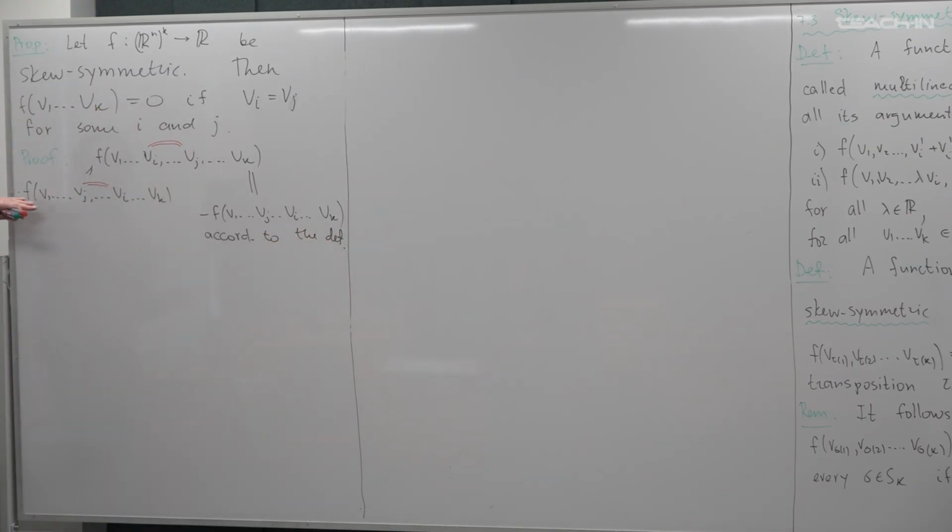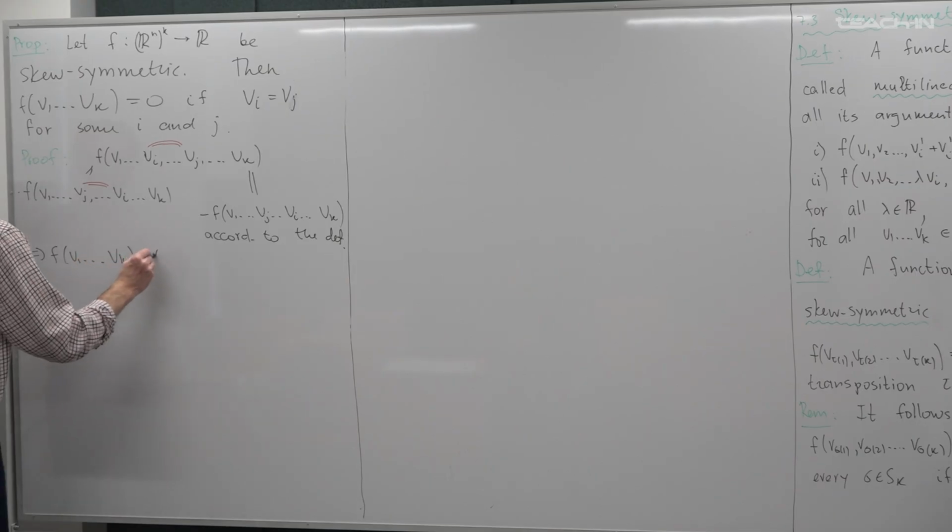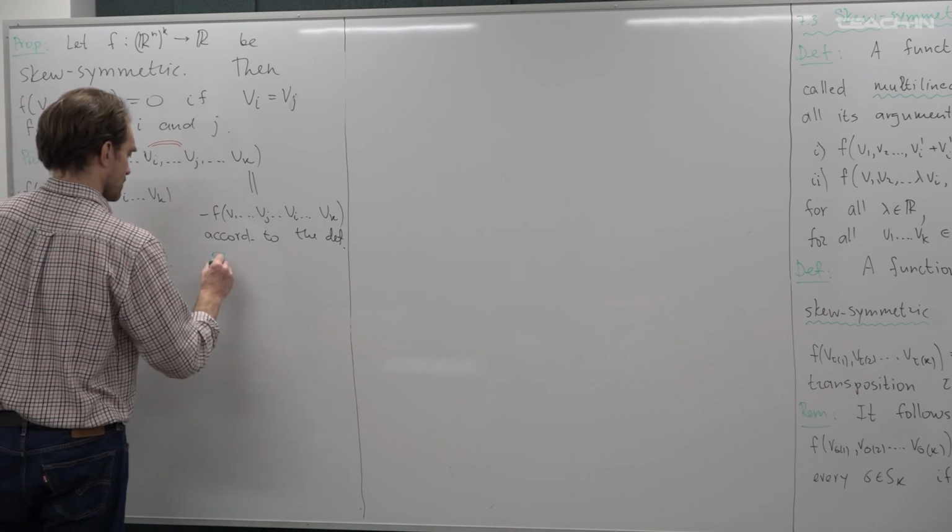So the value on this set of variables is equal to minus the value on this set of variables, and that's why we get 0. Okay, so that's quite trivial.